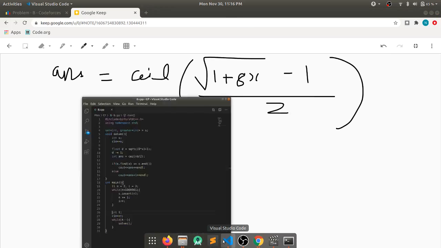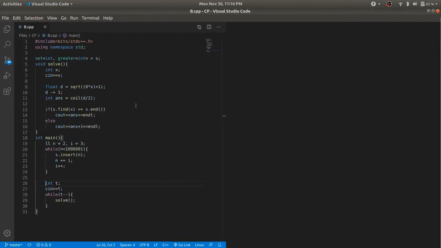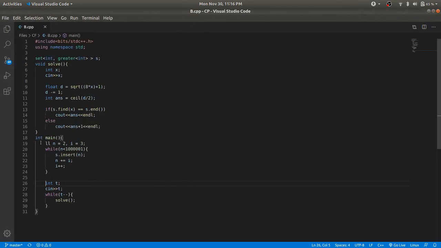Okay, so let me show you the code that I wrote for this. This is my main function. I pre-processed this, and I declared my set here. I made a global set, and I called the solve function. Inside the solve function I input x, and this is the part where I am calculating my answer. It is a fairly simple calculation, you can get it on your own.